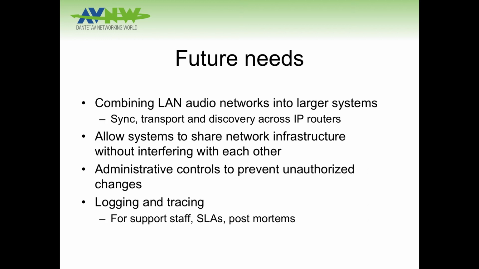A second very important thing to be able to do is to allow systems to share the same network infrastructure without interfering with each other. So that means being able to put in a system for, say, the lecture theatres in a university, and then also have an evacuation system sharing the same network infrastructure. And if someone screws up the lecture theatres, the evacuation system doesn't go down. So that kind of isolation property.